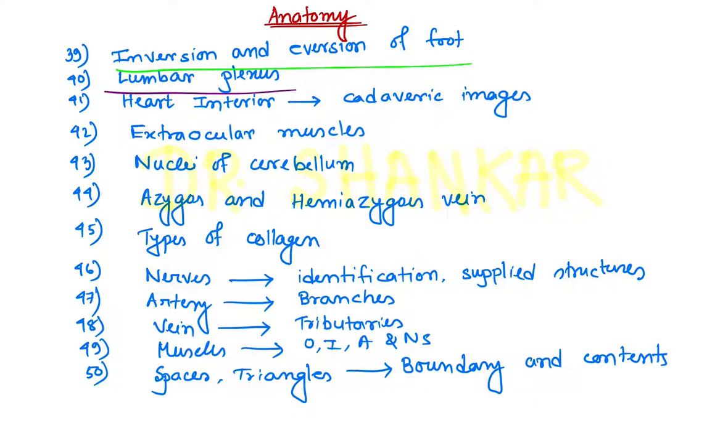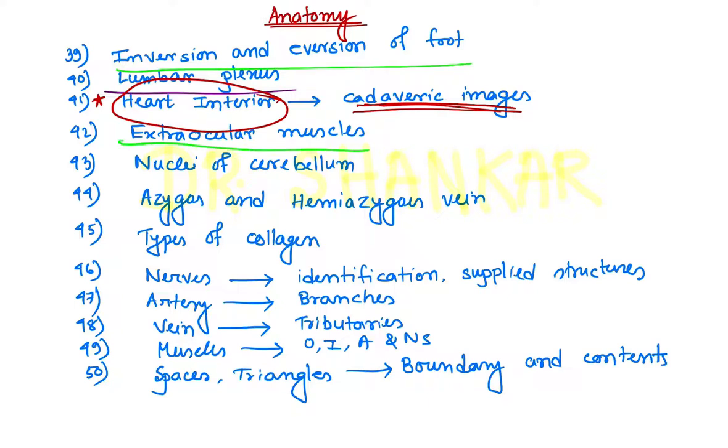Heart interior images are very important, like they can mark any structure, like the membranous septum or any muscle or anything. They can mark limbus fossa ovalis, musculi pectinati, papillary muscle, or any interventricular septum. They can mark any valve. So you have to identify the heart interior structures. So follow the cadaveric images of the heart.